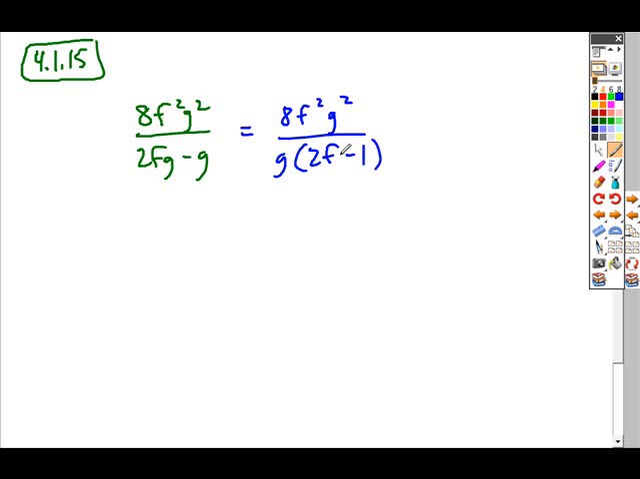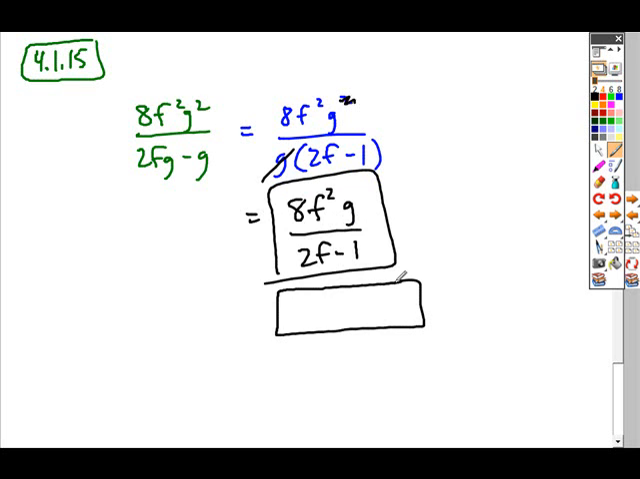Okay, so once we do this, the next step is to cancel common factors. So the only factors that can be canceled here are this g cancels with one of these g's, leaving just 1 in the numerator. And so our simplified form is 8f squared g all over 2f minus 1.